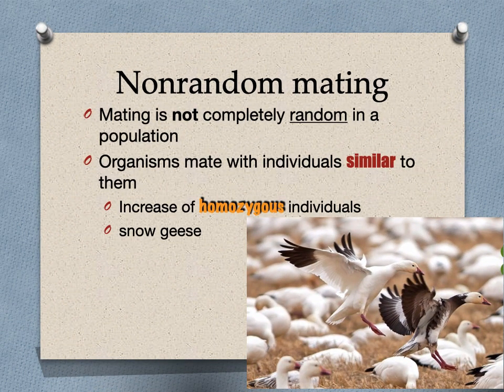Non-random mating, meaning that the mating is not completely random and that there are choices going on. Some organisms mate with similar organisms to themselves. A great example of this are the snow geese. The one in the center left is mostly white, and the one in the bottom right is mostly blue. And it turns out that the blue forms of the snow geese pick blue to mate with, and the white forms pick the white forms to mate with, so they are not mating randomly.